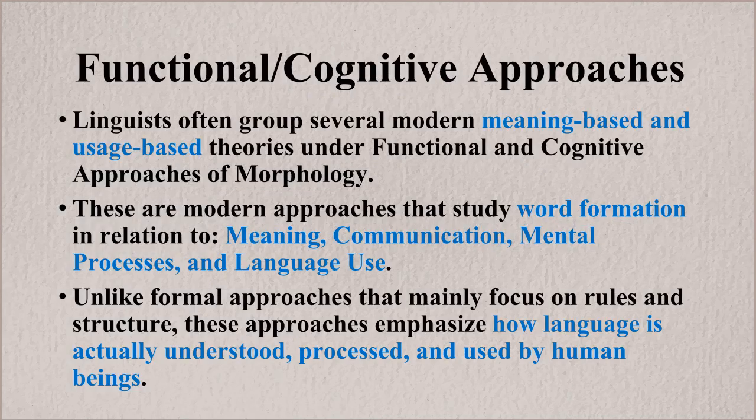Linguists often bring together different modern theories that share common interests in meaning, usage, and cognition, and collectively refer to them as functional and cognitive approaches of morphology. These approaches study how word formation is connected to meaning-making, real communication, mental processing in the mind, and actual everyday language use. Instead of treating morphology as only a system of abstract rules, these approaches highlight how real speakers understand words, process them mentally, and use them in real communicative situations.